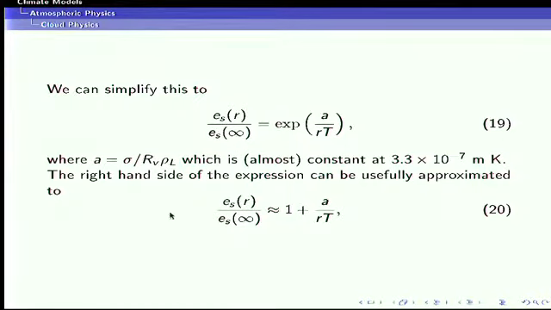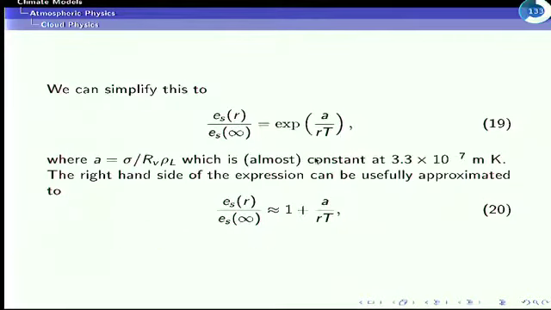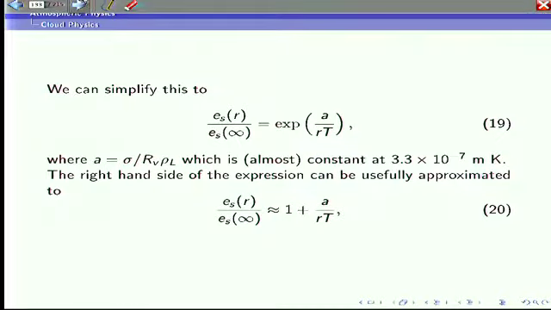And if we do a very simple Taylor expansion, this can be approximated, and I'll use this later for simplicity, as 1 plus A divided by RT. The main relationship to remember is just this form here. A is just incorporating the constants that we introduced here, the sigma, the RV, and the rho L, and the 2, of course. So the smaller the droplet, the larger the saturation vapor pressure is.